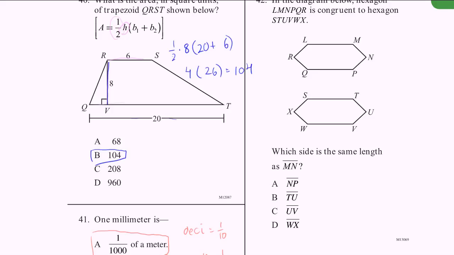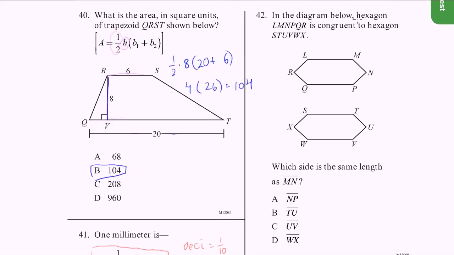Problem 42. In the diagram below, hexagon LMNPQR is congruent to hexagon STUVWX. Congruent just means all the sides are equal and all the measures of their angles are also equal. So they ask which side is the same length as MN? This is MN right there, and we want to know what side is the same length as that. Let me make sure that they're not trying to confuse us.